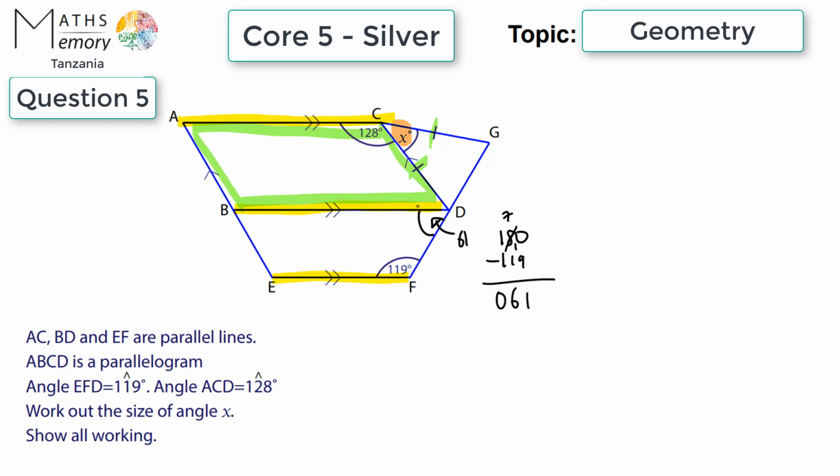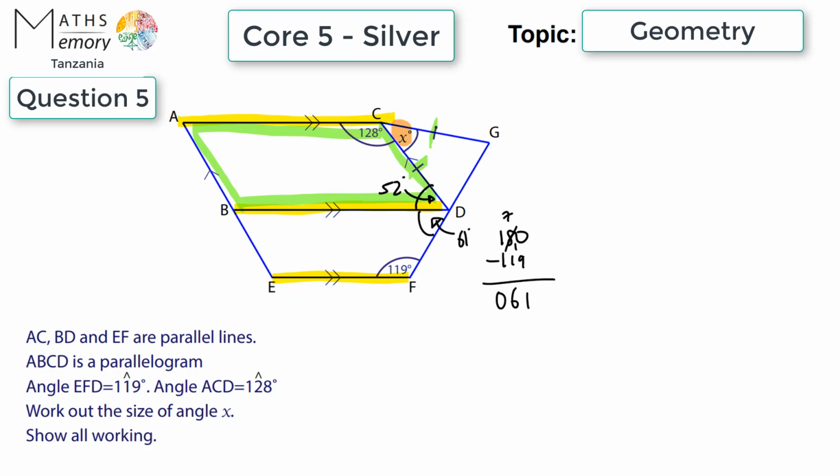Well, this parallelogram, we could say as well, these 2, 128 plus something, will give us 180 as well. They're both supplementary. So 180 take away 128, this will give us 52 degrees in the same way we did before. I didn't do the working out there. Now, how do we find out this?